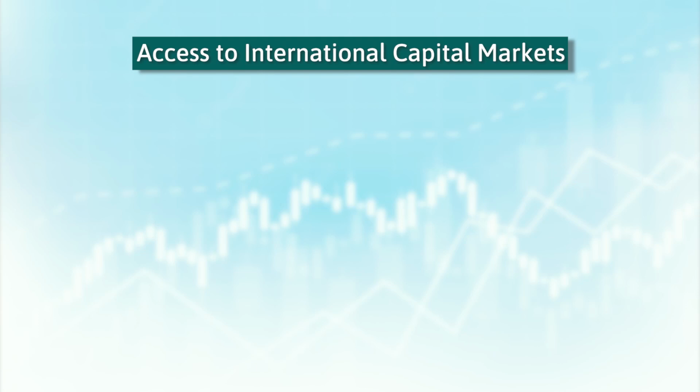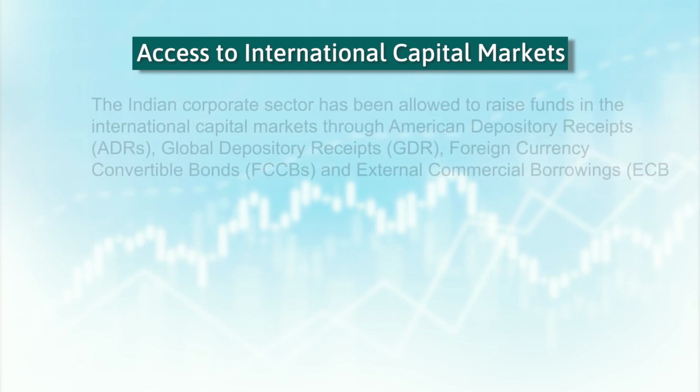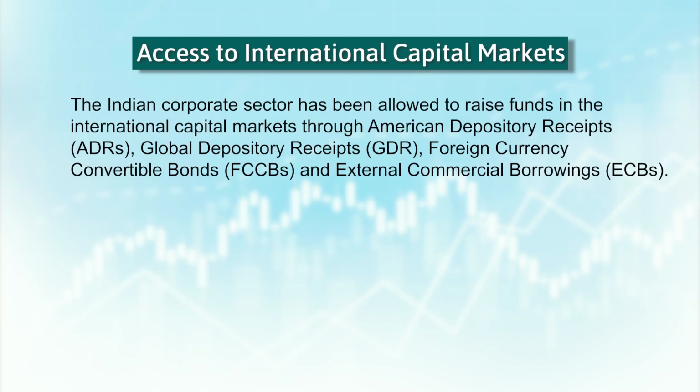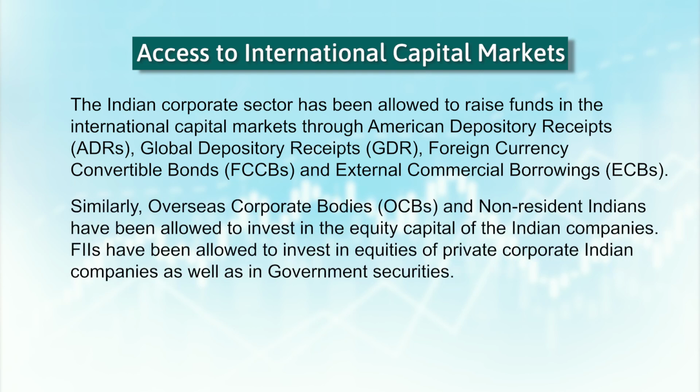Another very important thing was access to international capital markets. All these things we noticed only after 1991. The Indian corporate sector had been allowed to raise funds in the international capital markets through ADRs, or American Depositary Receipts, GDRs, the Global Depositary Receipts, FCCBs, Foreign Currency Convertible Bonds, and ECBs, External Commercial Borrowings. Similarly, the overseas corporate bodies, the OCBs, and the non-resident Indians have been allowed to invest in the equity capital market of the Indian companies.